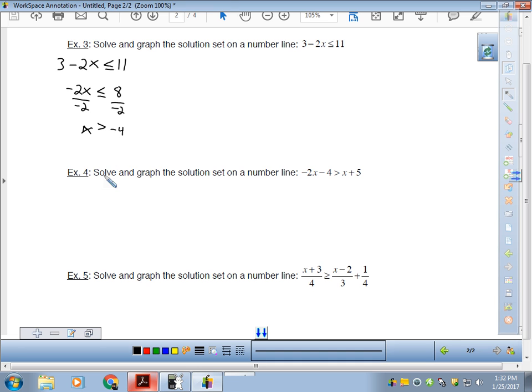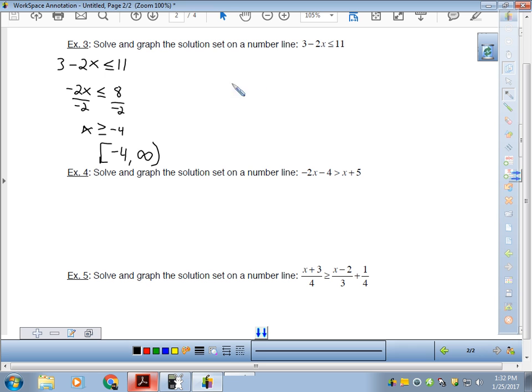Sorry, my little tablet acted up, but there we go. There's our equal to. So there's our answer. Now, if we wanted to write this in interval notation, then that means we would start at negative 4 in a bracket, and then we would go out to infinity, because x is greater than or equal to negative 4.